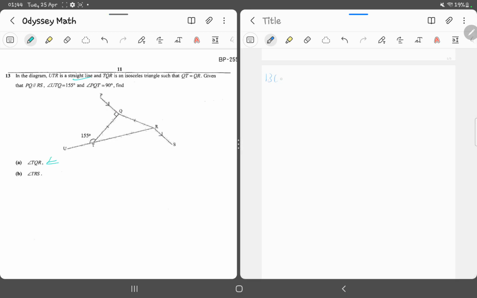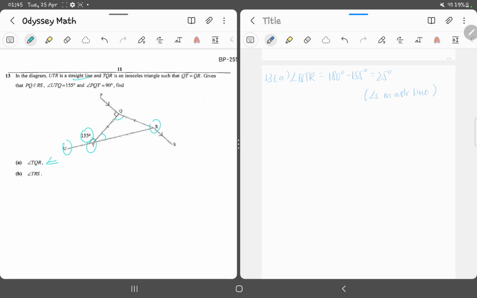So for 13a, we are asked to find angle TQR. We note that UTR is a straight line, so in order to find angle QTR, we can take 180 degrees minus 155 degrees to get angle QTR, which equals 25 degrees. So basically we are using angles in a straight line.